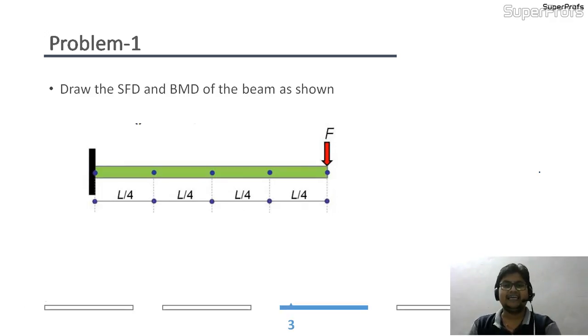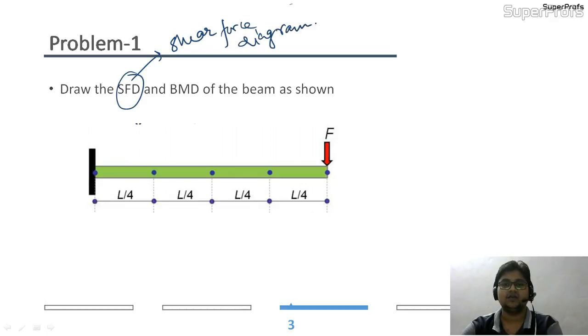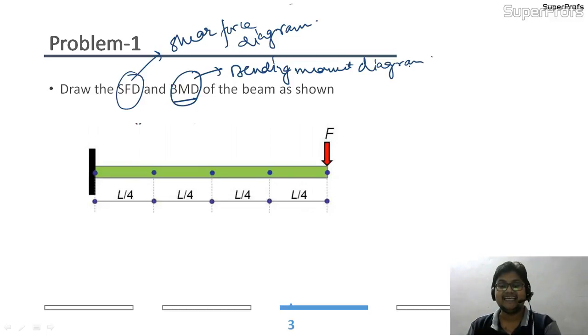Now I will be directly coming to the first problem. This is not a problem also, just a part of theory in itself. I will just introduce the drawing of shear force and bending moment diagrams. So this SFD I will be writing now, and it is shear force diagram, and this BMD is nothing but bending moment diagram. The first, most simple case is a cantilever beam which is loaded at one end.